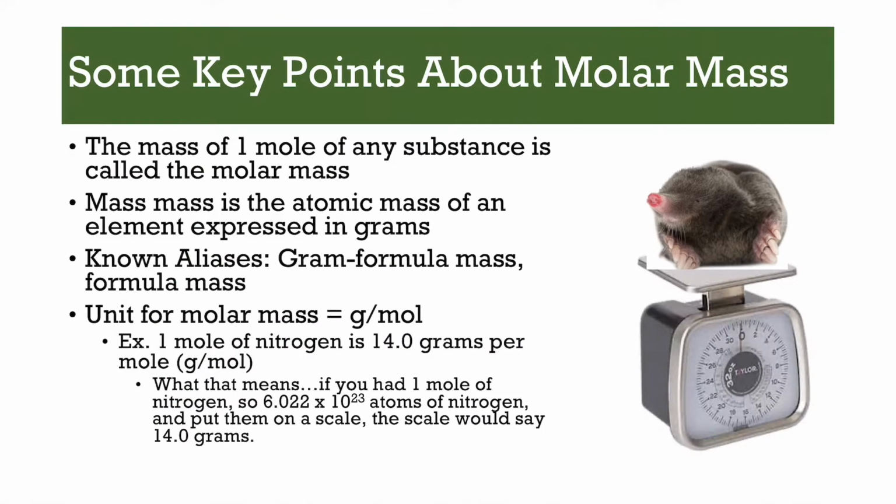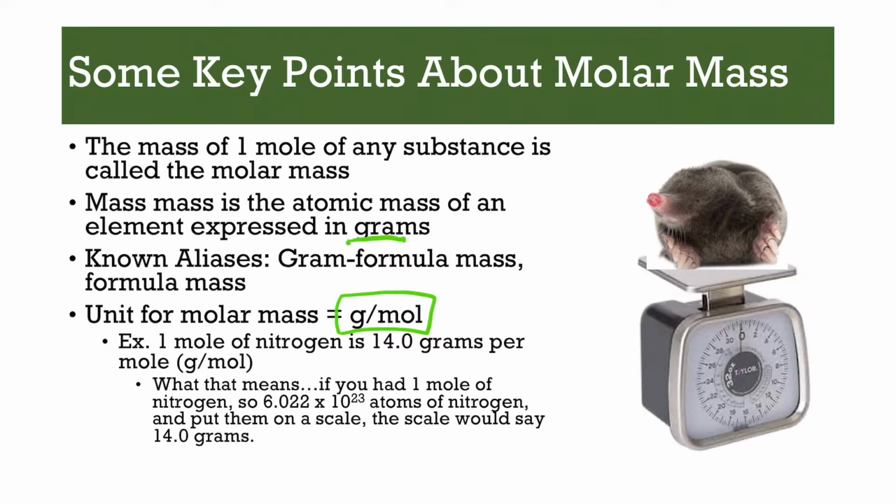So we're talking about molar mass. So let's go through these key points. The mass of 1 mole is called the molar mass. And so they are generally expressed in grams. And so sometimes you'll see it as gram formula mass, stuff like that. But it's all just talking about the same thing. It's talking about the molar mass. So the unit for this is grams per mole or grams over mole. And so, for example, 1 mole of nitrogen is 14 grams per mole.